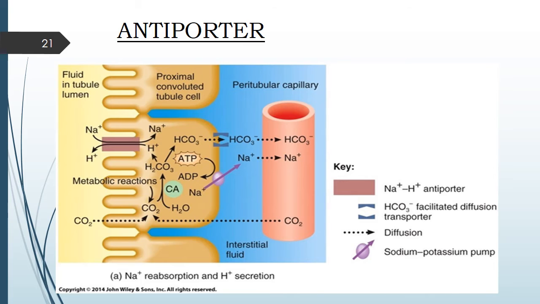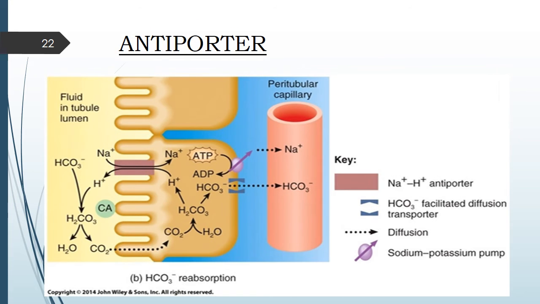of carbon dioxide with water to form carbonic acid, that is H2CO3, which then dissociates into H plus ions and HCO3 minus ions. And these H plus ions will move into the tubule lumen while the sodium ion enters the proximal convoluted tubule cells. This is the sodium hydrogen antiporter mechanism.